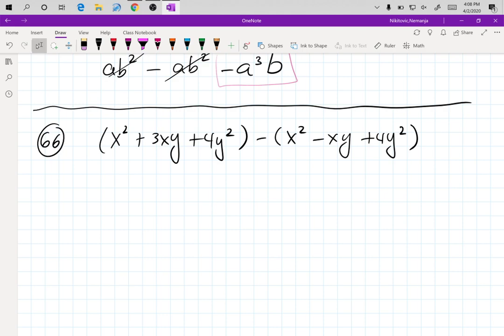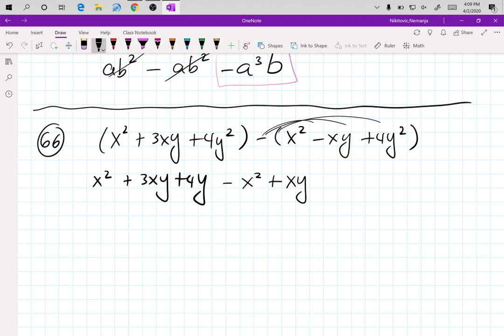This pops up in later coursework very frequently, so I hope you will be able to combine like terms. But before we combine like terms, we have to get rid of the parentheses. So x squared plus 3xy plus 4y squared, and now this minus will distribute everywhere, so we get minus x squared plus xy minus 4y squared.